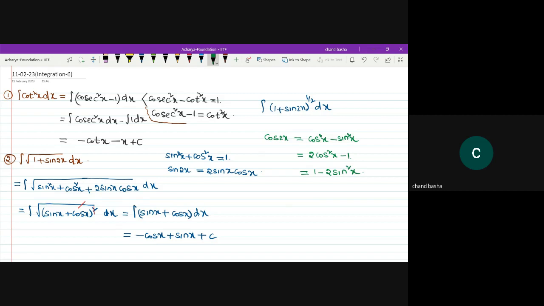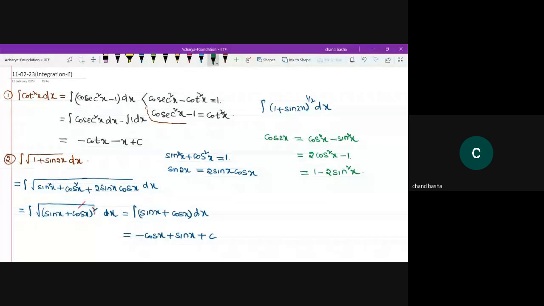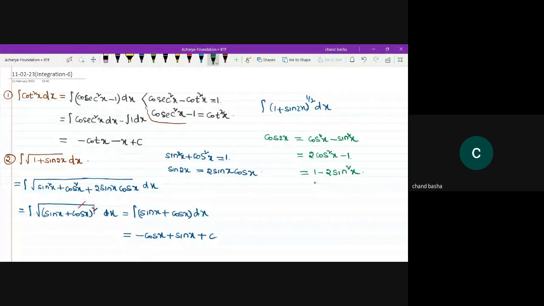Is it clear? Cos 2x is equal to cos square x minus sin square x, and then 2 cos square x minus 1. So how can we get it? Writing sin square as 1 minus cos square x, we get 2 cos square x minus 1. And if you want, we can rewrite, I mean reduce, the given problem in terms of cos 2x only, or in terms of sine only.